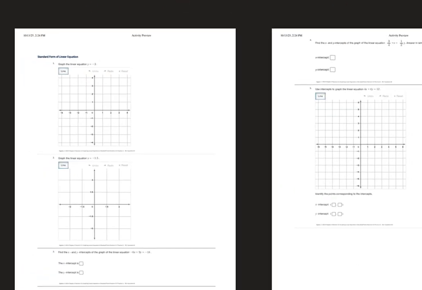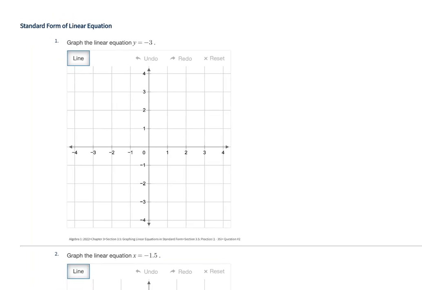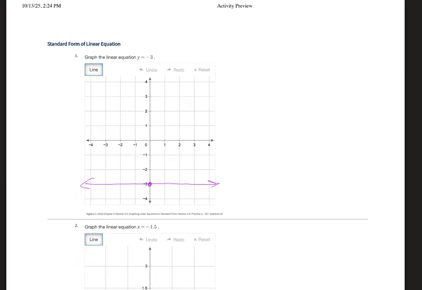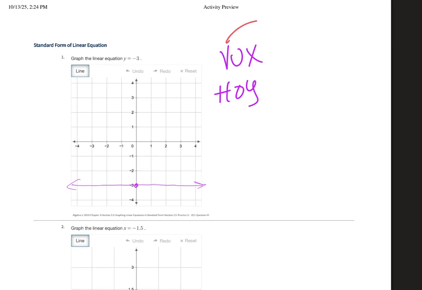Standard form, online assignment number 1. Graph the linear equation y equals -3. Y equals -3 right there, and here, and here, and here, and here, it's horizontal, all on that because of Vux and Hoy. Vux is vertical line, undefined slope, and it's x equals. Hoy is horizontal line, 0 slope, and y equals.